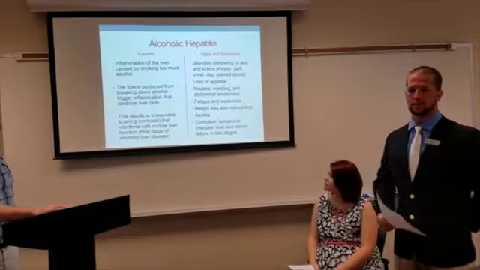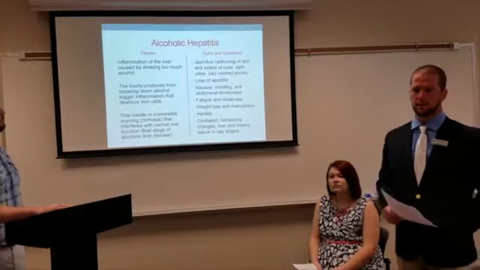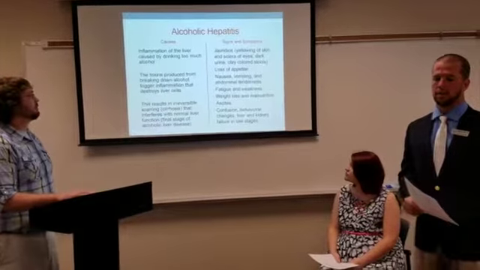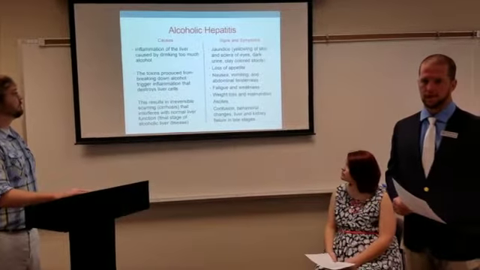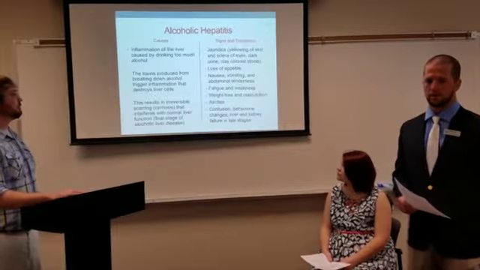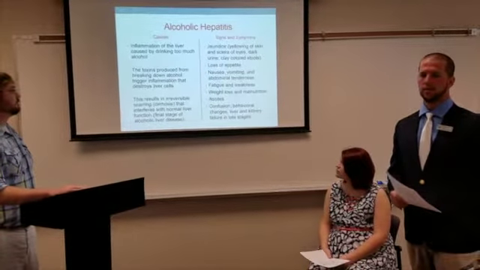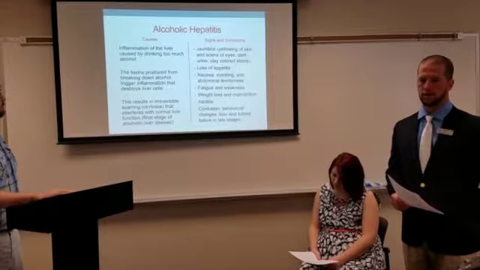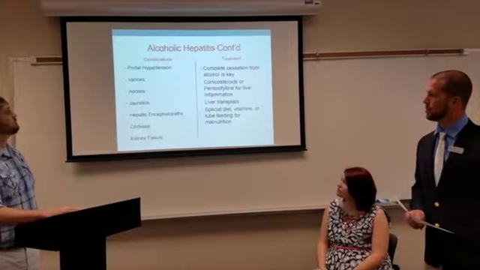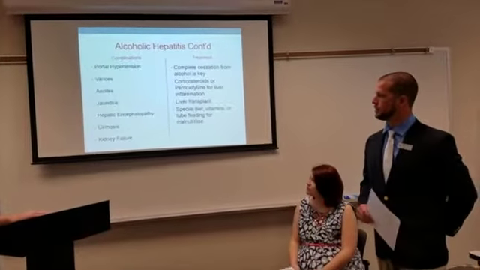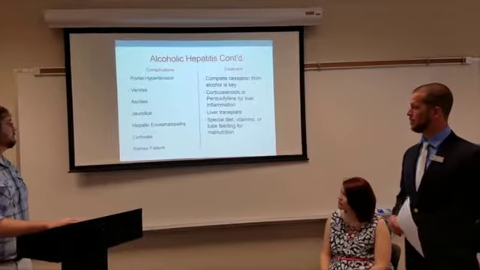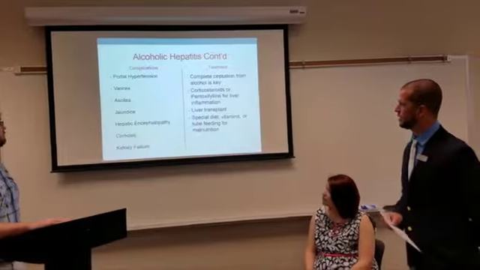Signs and symptoms include jaundice, or yellow in the skin and sclera of the eyes, dark urine, clay-colored stools, loss of appetite, nausea, vomiting, abdominal tenderness, fatigue and weakness, weight loss and malnutrition, ascites, confusion, behavioral changes, and liver and kidney failure in late stages. Complications include portal hypertension, varices, ascites, jaundice, hepatic encephalopathy, cirrhosis, and kidney failure.